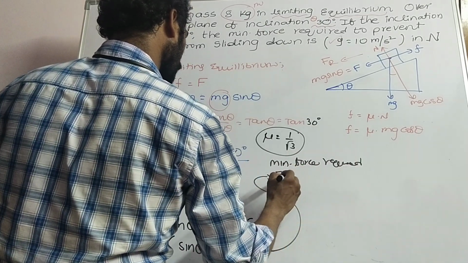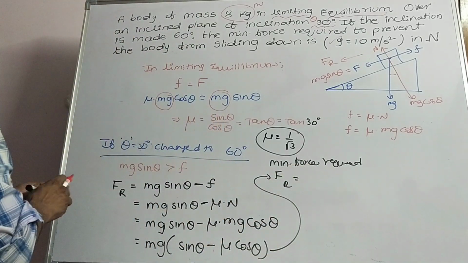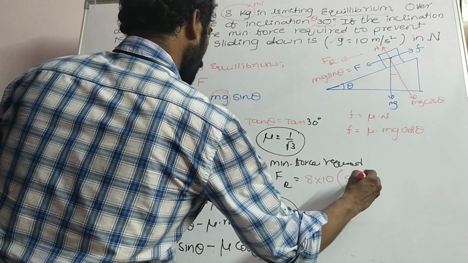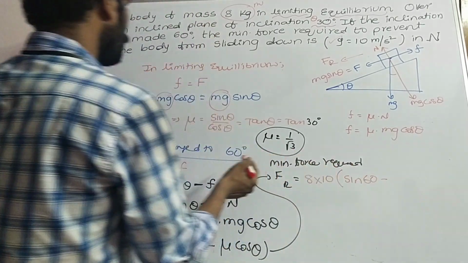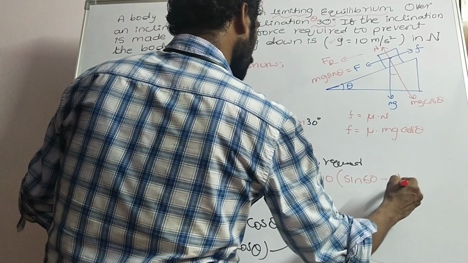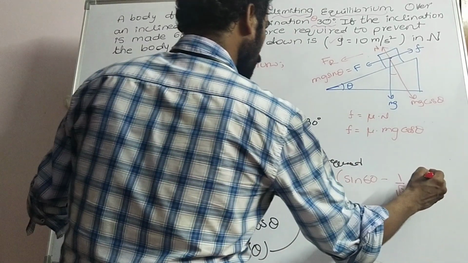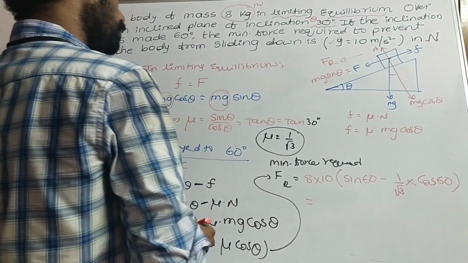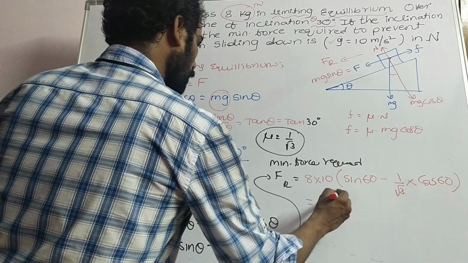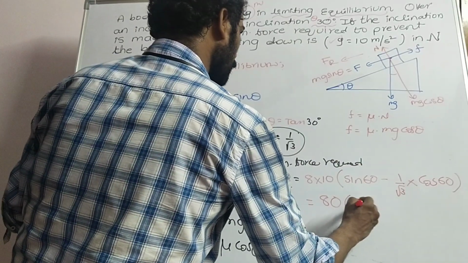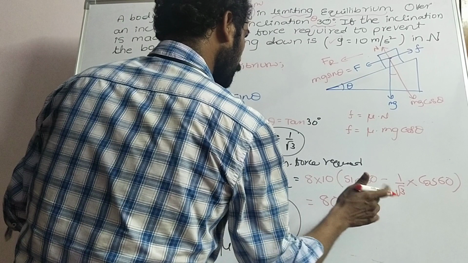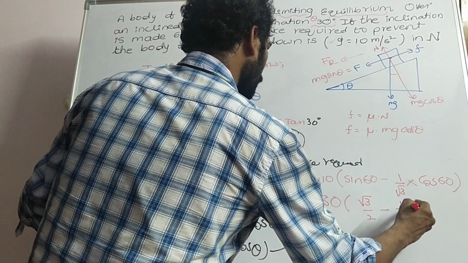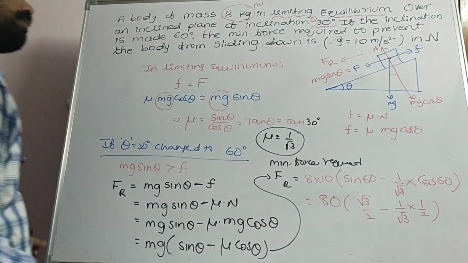Minimum force required is Fr is equal to 8 into 10 into sine 60 minus... what is the mu value here? Determined, that is mu is 1 by root 3. 1 by root 3 into cos 60. So that is equal to 80 into, what about sine 60? That is root 3 by 2 minus 1 by root 3 into 1 by 2. Cos 60 is 1 by 2.